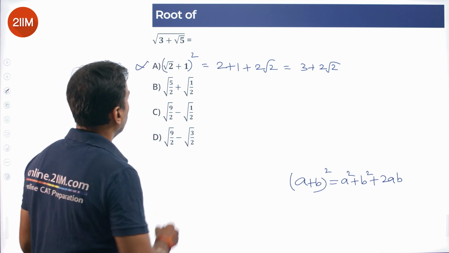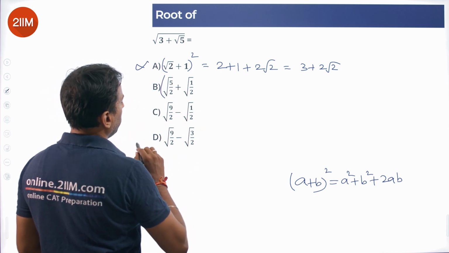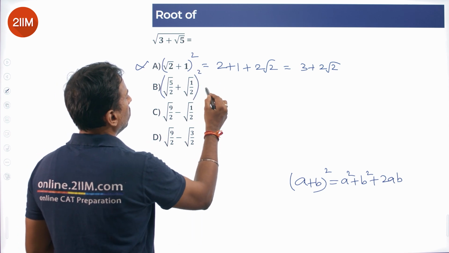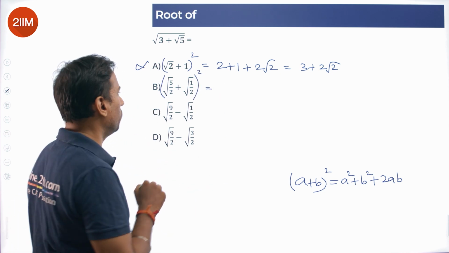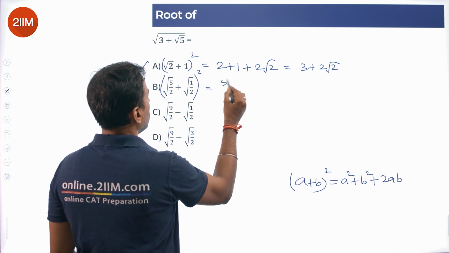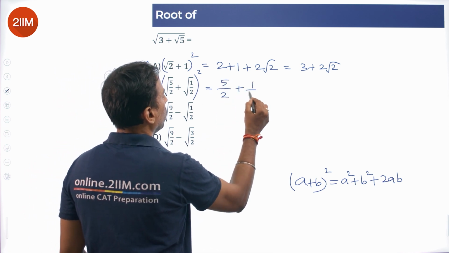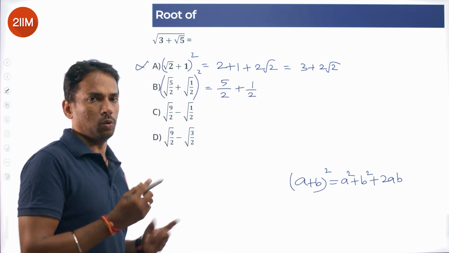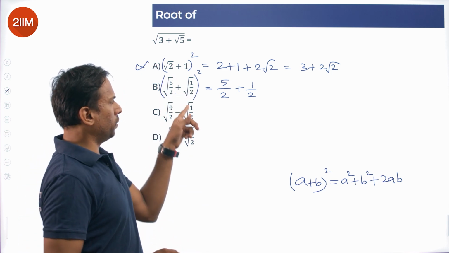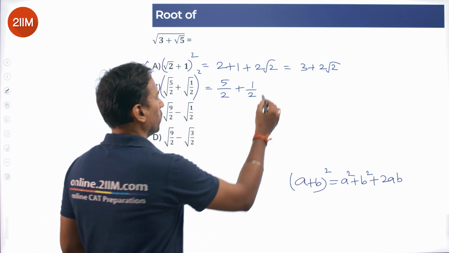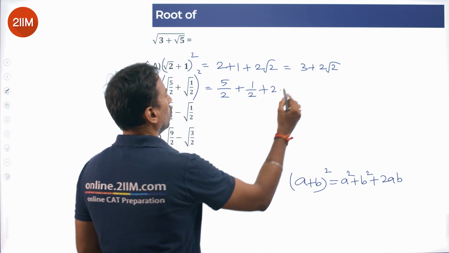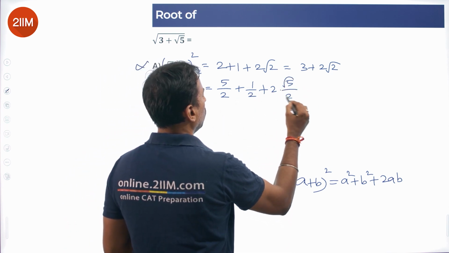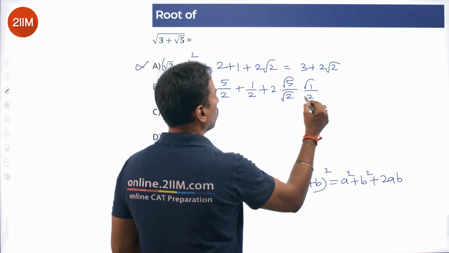B says root of 5 by 2 plus root of 1 by 2, the whole square. When we square it, we get 5 by 2 plus 1 by 2. Root of 5 by 2 the whole square is 5 by 2. Root of 1 by 2 the whole square is 1 by 2. Plus 2 into root 5 by root 2 into root 1 by root 2.